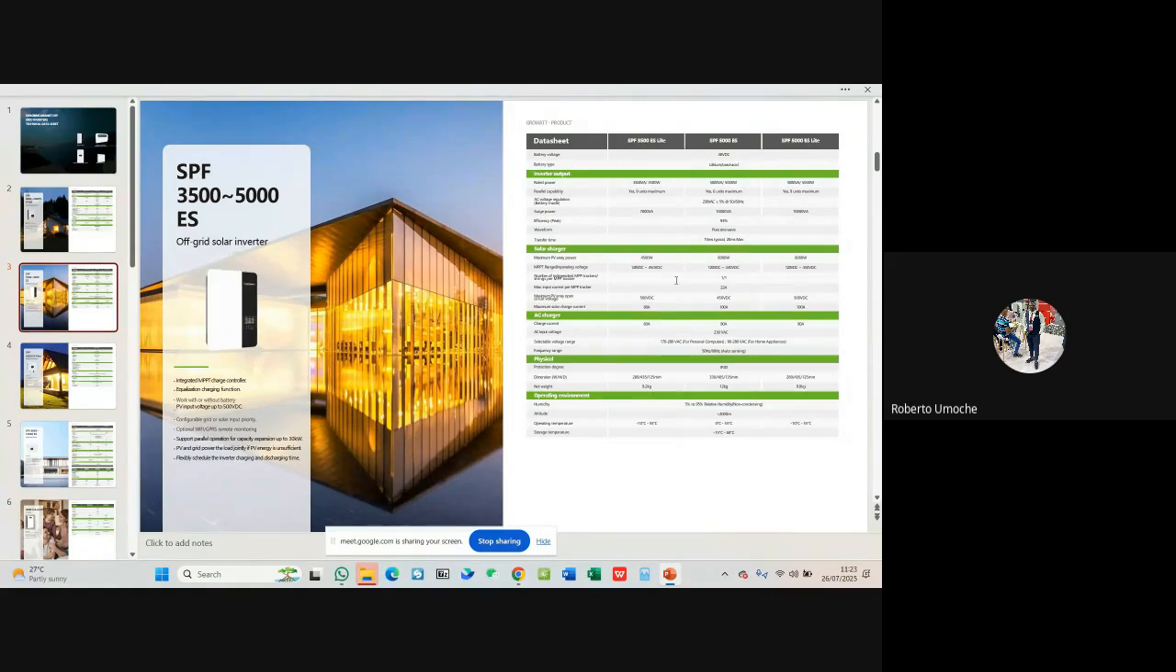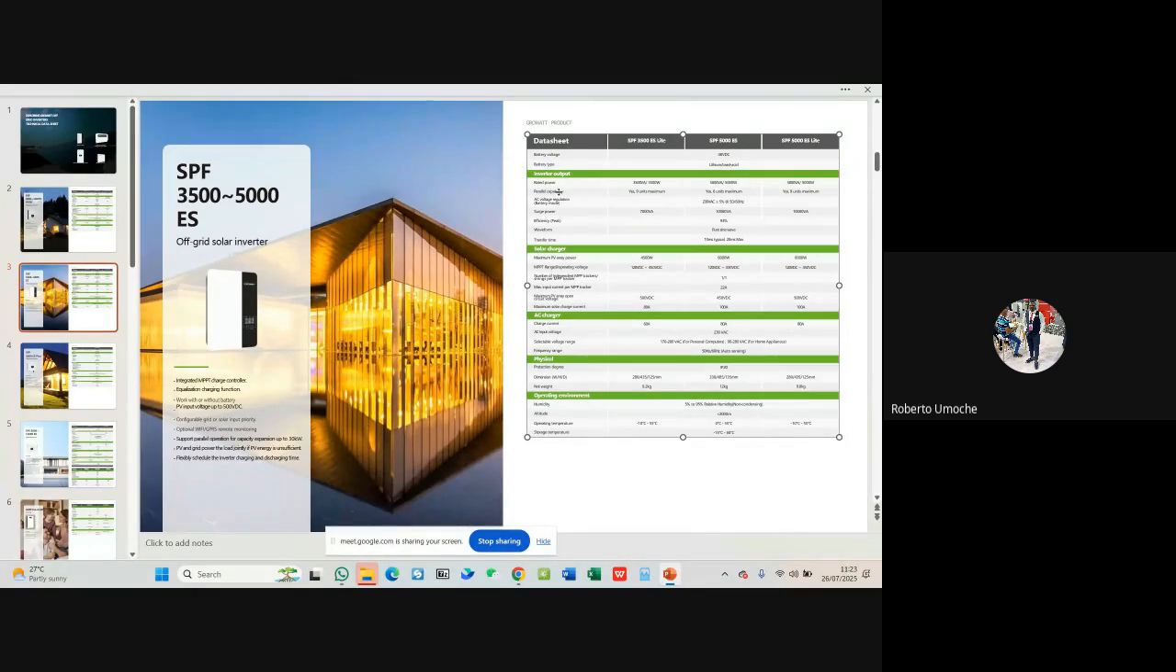So let's run through the data sheet. So the battery voltage is 48 volts. Battery type is compatible with lithium and lead acid battery. Then the inverter output rated power for the 3500 VA. The rated power is 3500 VA or 3500 watts. And here we have 5000 VA or 5000 watts.